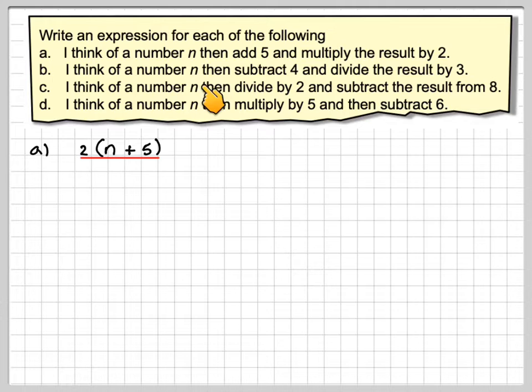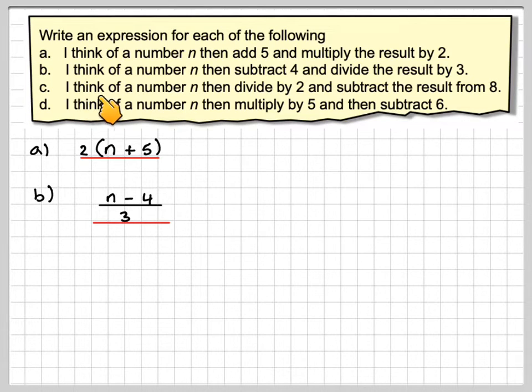B: I think of a number, I then subtract 4 and divide the result by 3. So think of a number, I subtract 4, and I divide the result by 3. Now, division in algebra is done by using fractions, so we put divide by 3. You don't need to put any brackets on that. That line now acts as a bracket. So that is the final answer.